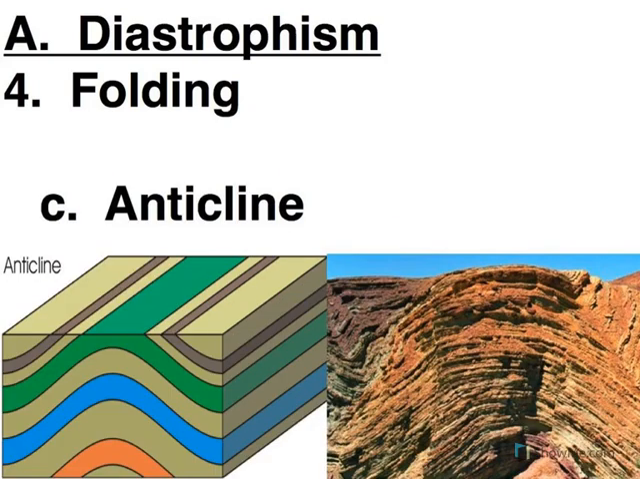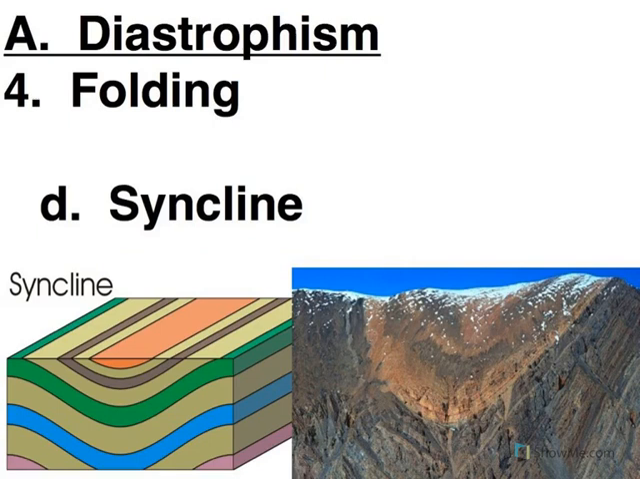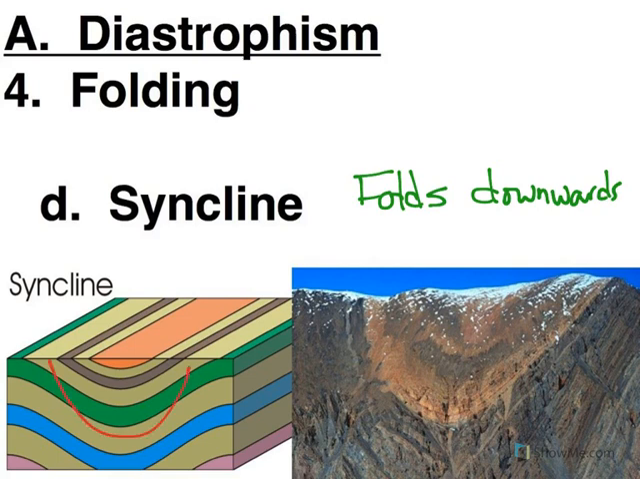When you have folding taking place, it can either fold upwards or downwards. So when it folds upwards, it is called an anticline, and you get this hill-shaped structure, which you can see in the picture here. If it folds downwards, it's called a syncline. So you get this bowl-shaped feature, and I tend to think of the word sink to remember syncline. So it's like a sink bowl.